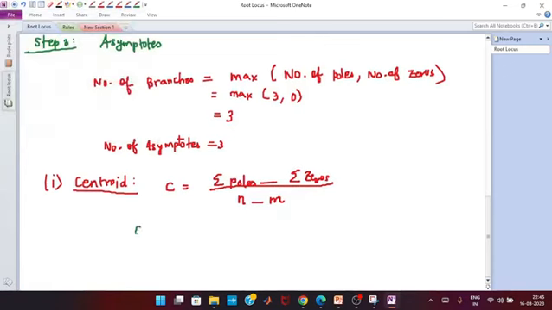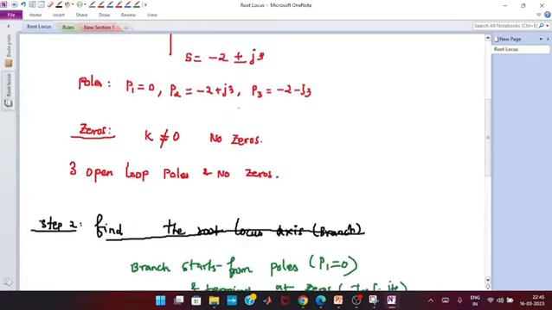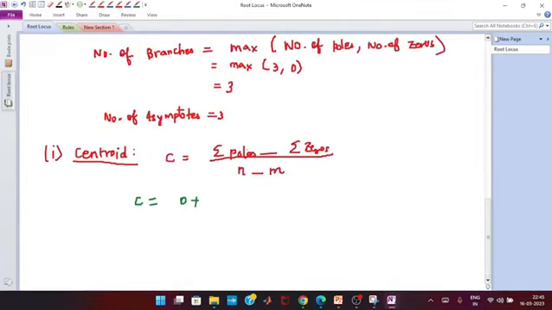So what is the sum of poles? What are the poles? One pole is 0, another pole is minus 2 plus j3, and another pole is minus 2 minus j3. So these are all the poles. There is no zero, so the sum of zeros I can put as 0.